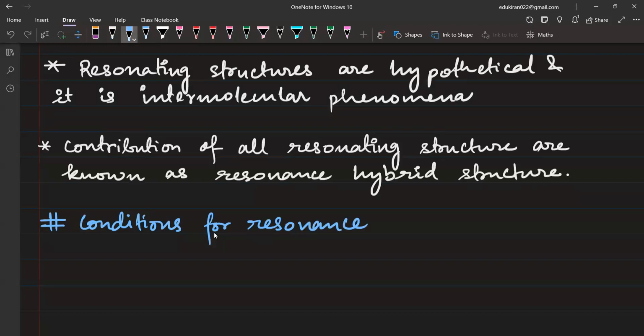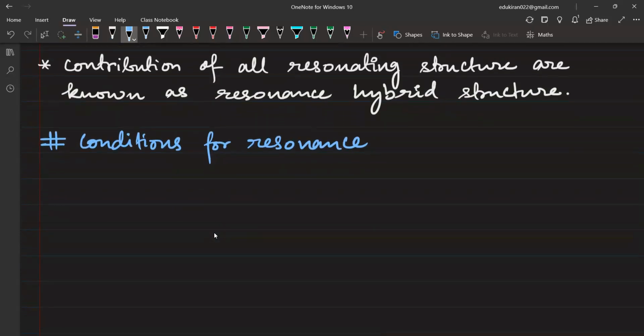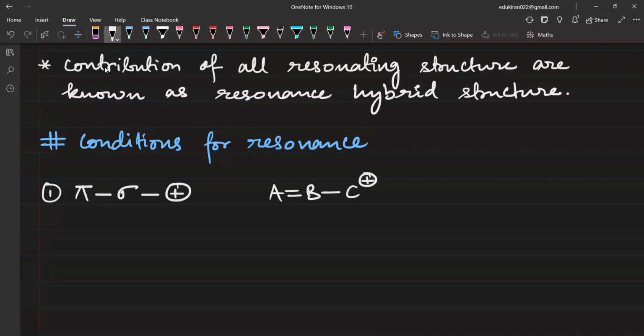Conditions for resonance. So there are 5 basic conditions. If you identify any of these conditions, तो वहां पे रेजोनेंस होगा. ठीक है, you will have resonance there. पहला है, if you have a pi bond, then sigma bond, and then you have a positive charge. So in a molecule, you will see something like this: A double bond B, single bond C, and C has a positive charge. Then there will be a resonance.